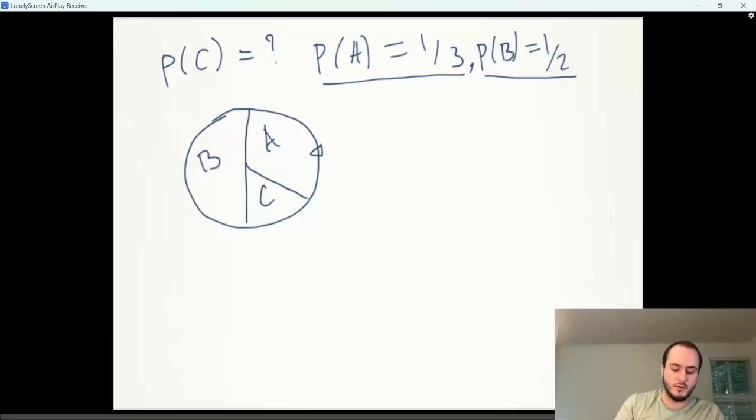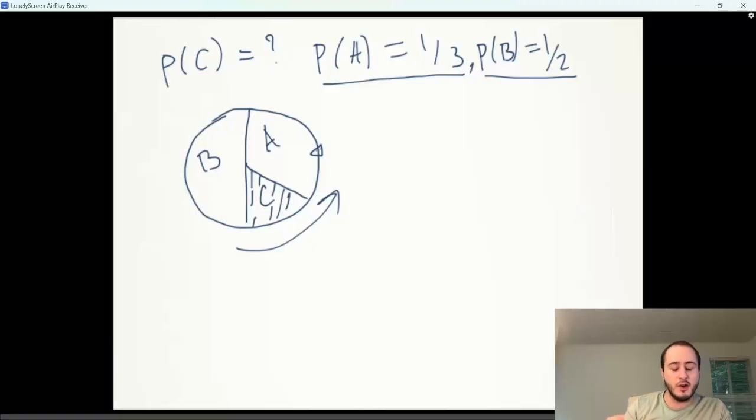This is our arrow, right? We spin it and we're asking what's the probability that this arrow will stop in this region, in region C, right? So this arrow must stop somewhere, right, on the spinner. It must land somewhere. So what does it say relating to our probabilities?